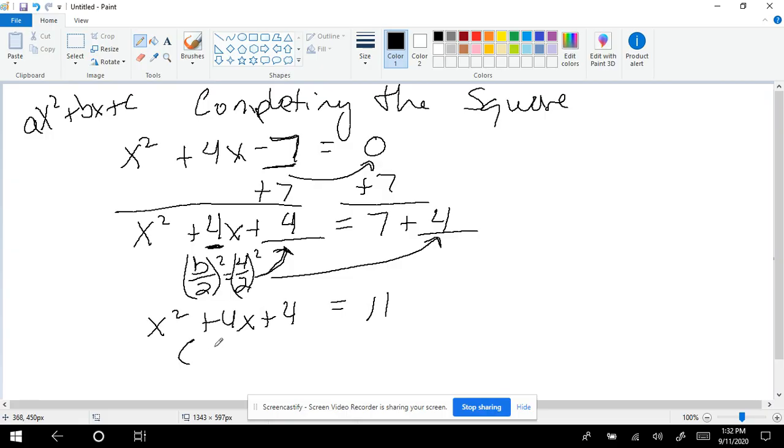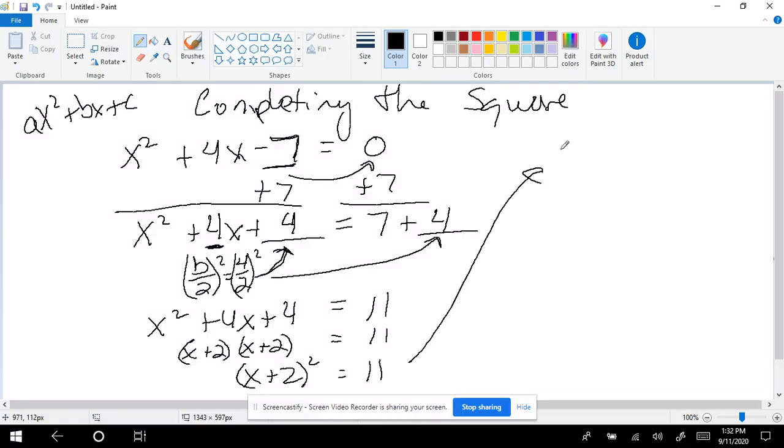So remember, backwards FOIL. What makes x squared? It's x times x. The last times the last, we have the options of 1 and 4 or 2 and 2. 2 and 2 can add up to make 4, so that is what we're going to use. So x plus 2 and x plus 2. Notice that is a perfect square. So we could also write it like this: x plus 2 quantity squared equals 11. That's the form we want it in.